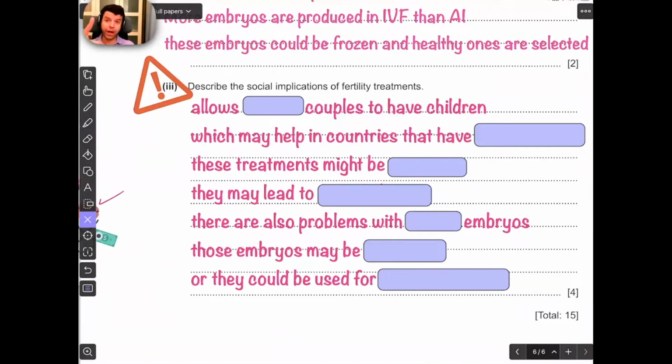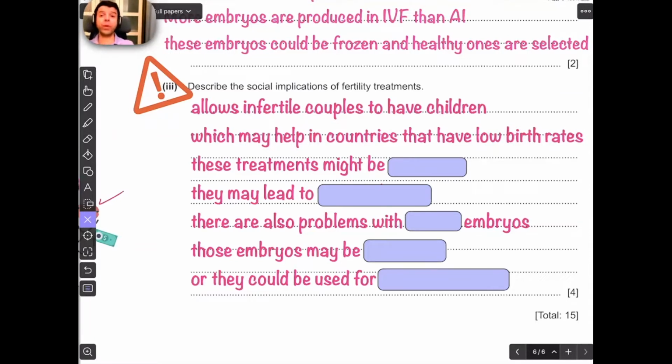I'm going to say 3 positives and 3 negatives. So first one is like the most obvious things. We're helping parents to have children, okay? Which may help countries. Think of countries with declining populations like Japan, North Europe. These countries have a decreasing population. So that would help those countries to increase their population size.